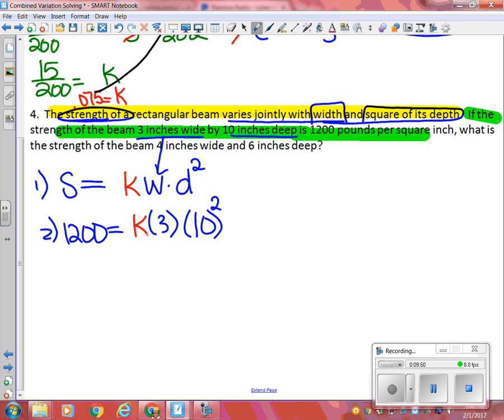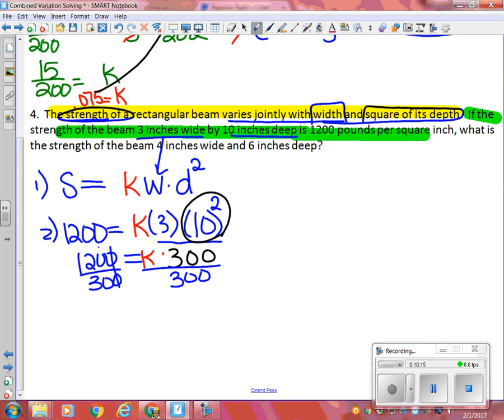Again, solving for constant K. So what I'm going to do is go ahead and simplify these numbers. We're going to multiply 10 squared first. 10 squared is 100. 100 times 3 turns out to be 300. So I'm getting 300 times constant K is equal to 1200. All right, to get constant K by itself, I'm going to divide by 300. This one is easy. I can do it in my head. Cancel zeros. Constant K turns out to equal 4. So my equation with constant K in it says the strength of the beam is constant of 4 times the width times the depth squared.